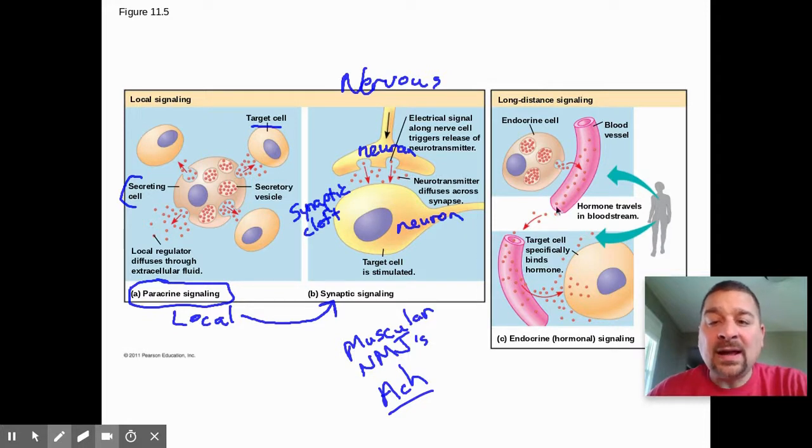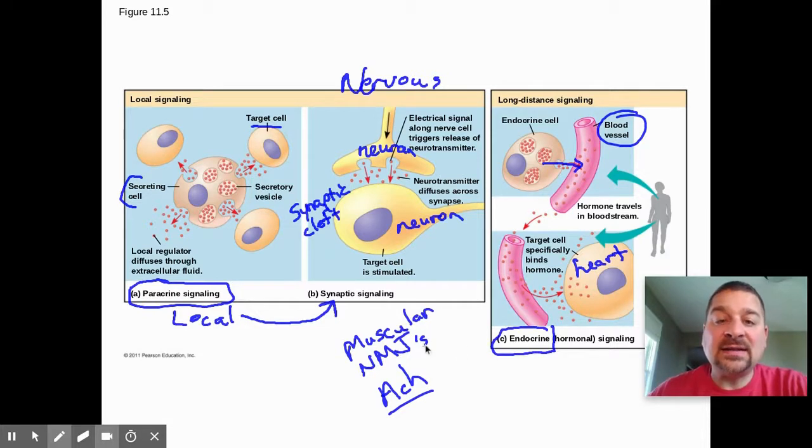Over here, we see an endocrine cell. Let's say maybe this is in the adrenal gland. How does it pick up the heart rate? Well, it releases a signal oftentimes into the blood, and it travels through the body until it gets to the heart, where it will cause a response. So it's traveling a longer distance using these hormones. Again, an example of endocrine signaling.